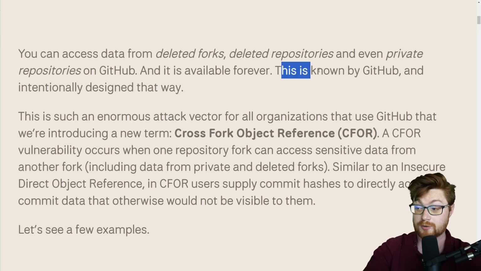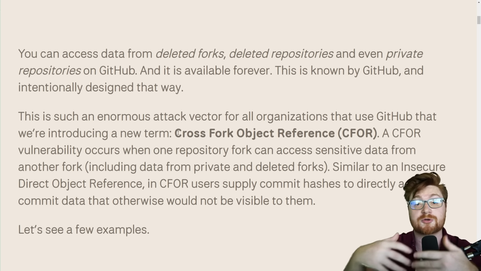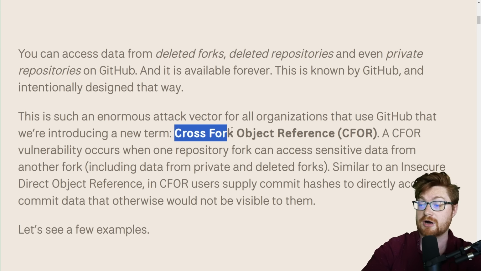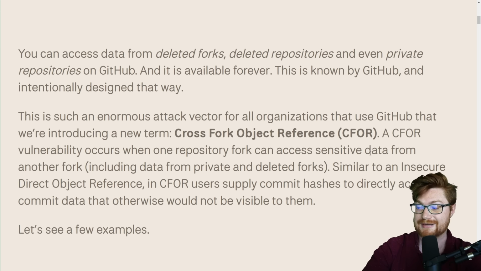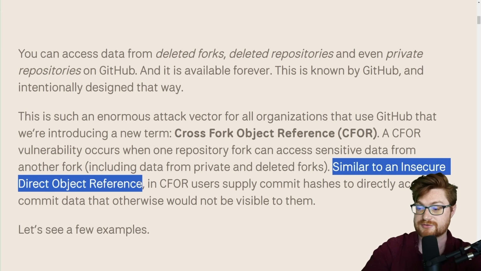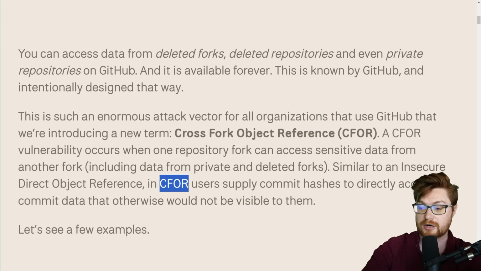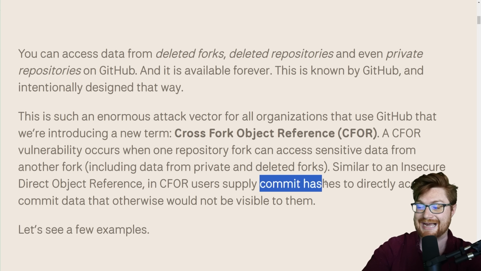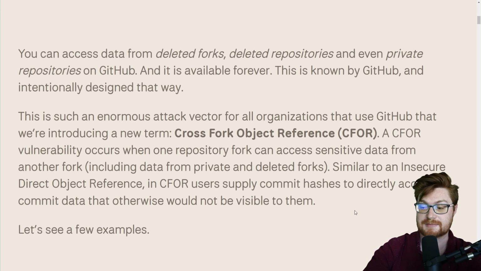This is known by GitHub, it's known information, and it's intentionally designed that way. But it could very well be considered an attack vector. And honestly, they thought this is worth some whole new term. Coining some phrase here, cross-fork object reference, or CFOR. Very similar to an insecure direct object reference or an IDOR, CFOR users supply the commit hashes to directly access commit data that otherwise would not have been visible to them.